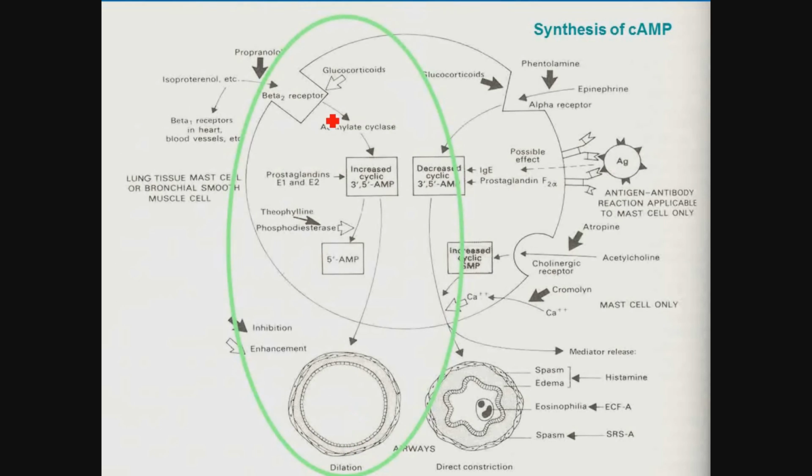So beta receptor stimulated, adenyl cyclase is released. Adenyl cyclase converts AMP into cyclic AMP, just another form of it. But that cyclic AMP is the thing that specifically causes relaxation of the bronchial smooth muscle and bronchodilation.